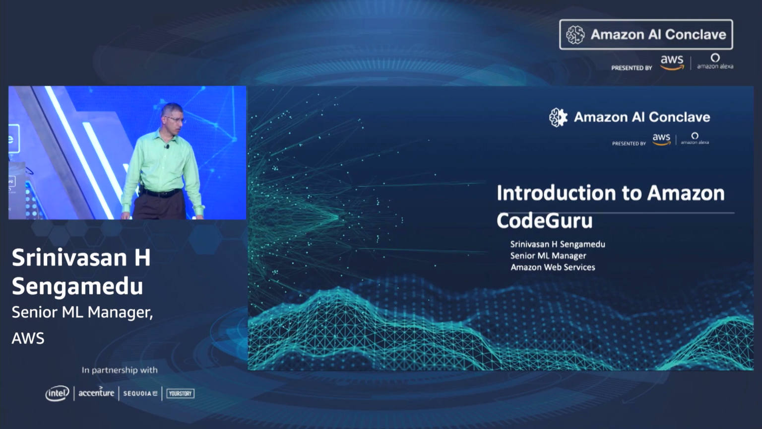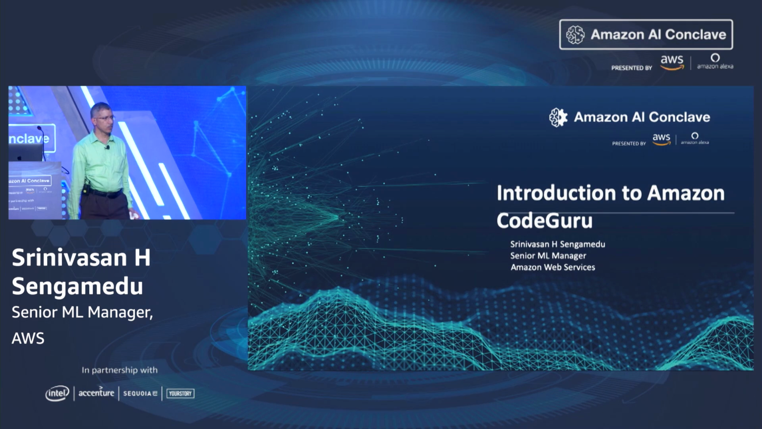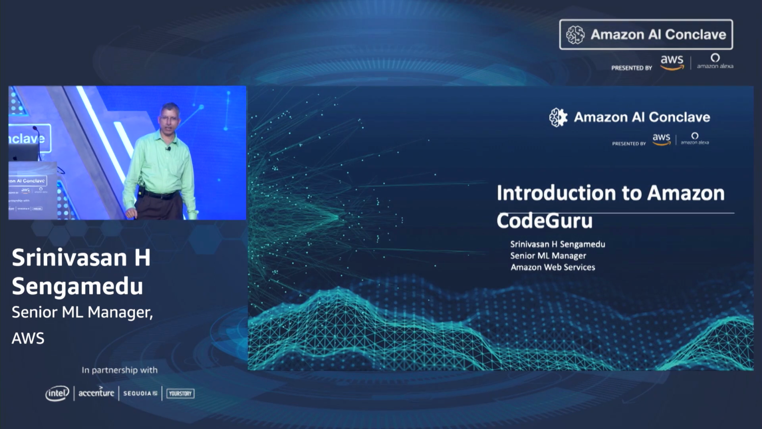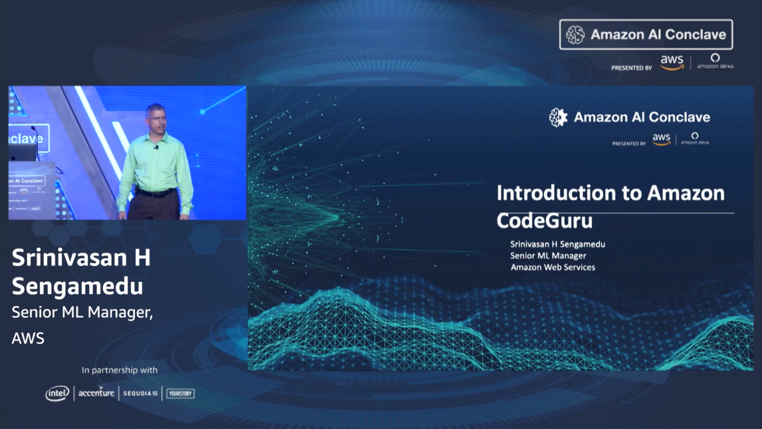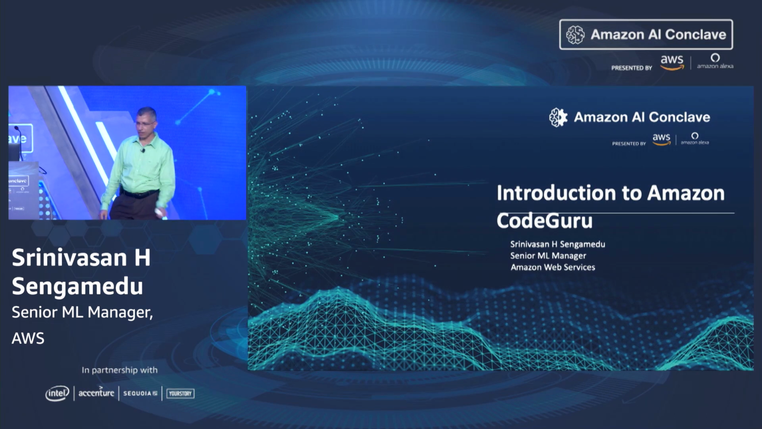Amazon CodeGuru is basically an ML service which helps developers improve code quality, improve application performance, and reduce fleet costs. What I want to tell you today is some of the details of Amazon CodeGuru, how you can onboard on it, and the type of recommendations it gives, so that you can get started with your journey in code quality improvement and performance optimization.